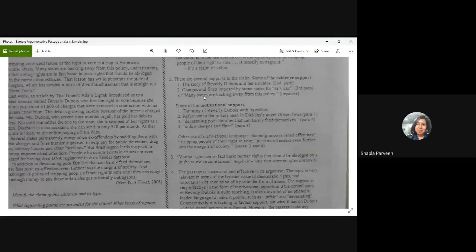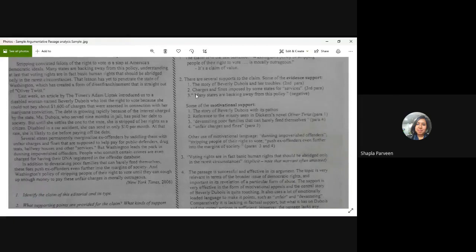And then charges and fines imposed by some states for services. This is in paragraph 3. Again, this is also evidence support because these fines and charges are imposed, and this is not something that people will just make believe. This is something that actually is a part of a rule in that state, that charges and fines are imposed. So this is also factual or evidence.